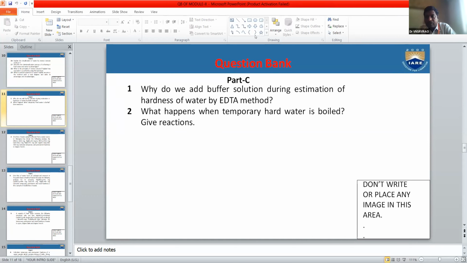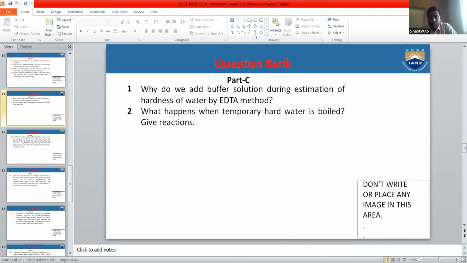And the purpose of the EBT indicator is to show the required color change from wine red to blue based on the pH range 8 to 10. So this is the second reason. Okay ma, so that's why we add the ammonical buffer solution for the estimation of hardness of water by the EDTA method. The first reason is to maintain constant pH 8 to 10 to form a stable metal EDTA complex. And the second reason is to maintain pH 10 to show the color change of the indicator EBT from wine red to blue.